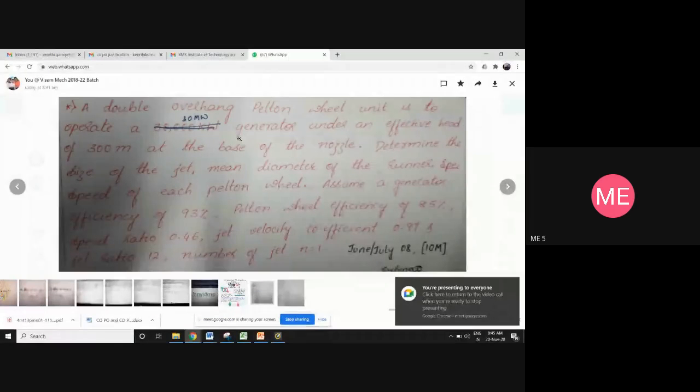You copy the question. A double overhung Pelton wheel. Yes, sir. Now it came. Two questions. Okay, you copy that question. A double overhung. Yeah. Can you see?